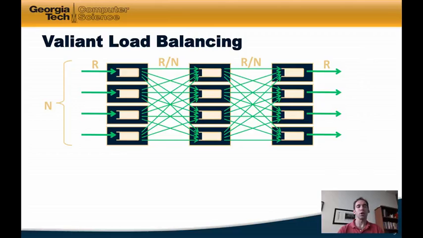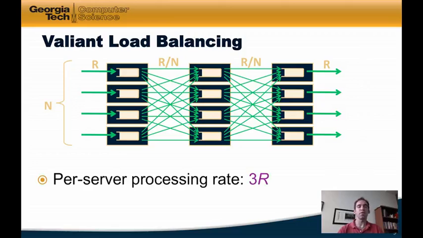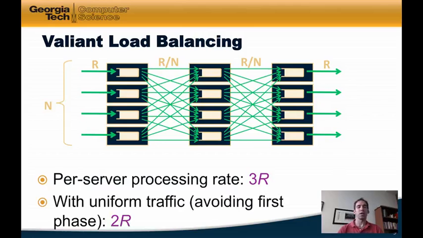Of course, this comes at a cost. Each server must now process traffic at a rate of 3r. To see where that 3r comes from, we can count the incoming traffic at a rate r, the traffic passed to n intermediate nodes, each at a rate of r over n, and the traffic on the output port at a rate of r. The required per server processing rate of 3r assumes that traffic is not uniformly balanced across the output links in the first place. If it is, then we can avoid sending traffic to that intermediate phase, and then we really only need a server capacity of 2r.